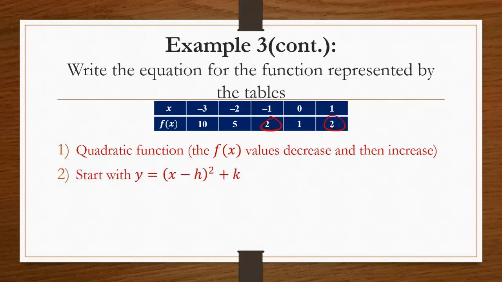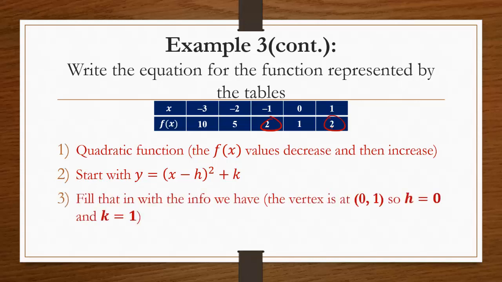So we start with y equals x minus h squared plus k. Fill that in with what we have. Okay, we know that at this point is where it started to shift. It went down to here and then it started going up. So our vertex is at 0, 1. Okay, so h is 0 and k is 1. All you have to do is plug that in. That's it. So f of x equals x squared plus 1.